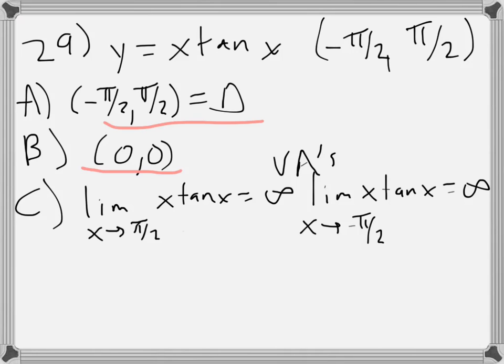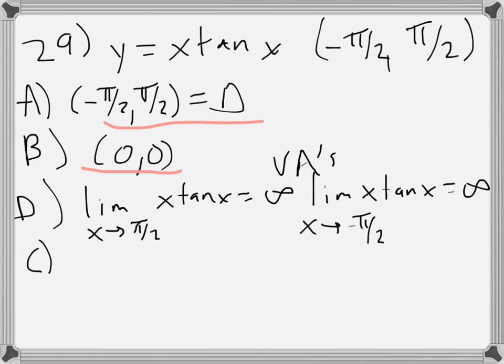We can't worry about horizontal asymptotes because we're not actually going to infinity on either side. So those are limits at infinity, but we're not going there in our domain. So excuse me, that was part D. I jumped ahead. So let's go back and do C.